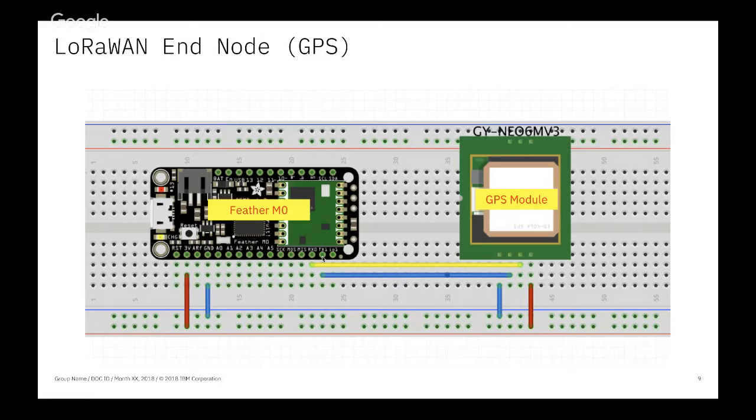Hey, Kalanji, quick question, and I apologize if I missed you saying it earlier. Approximately, what's the retail cost for these components that you put together here? So the Feather is about, I believe, $25, and the GPS module should be about $7. Okay, so this is easily a do-it-yourself weekend project then.